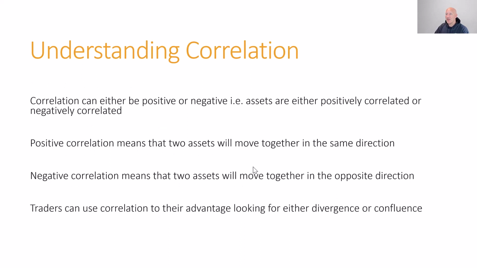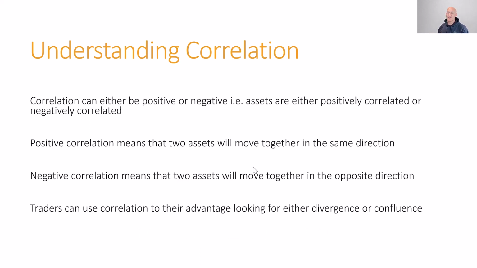So the first section we're going to go through is understanding correlation. Correlation can be either positive or negative, and so in this example we're talking about assets that are either positively correlated to each other or negatively correlated to each other. Now, a positive correlation means the two assets will move together and in the same direction. And a negative correlation means that the two assets will move in the opposite direction to each other.